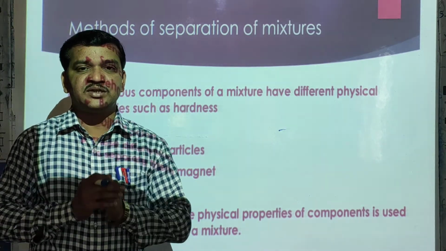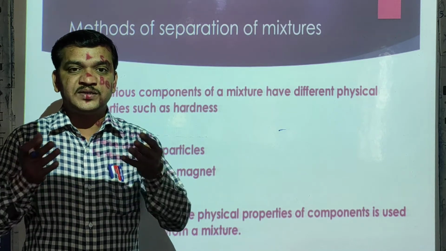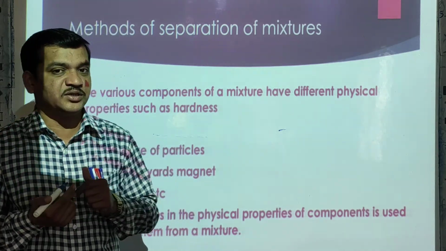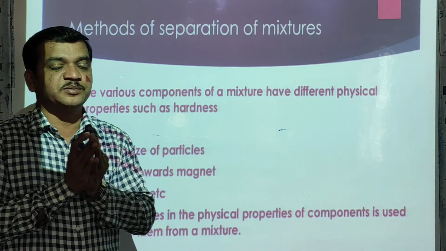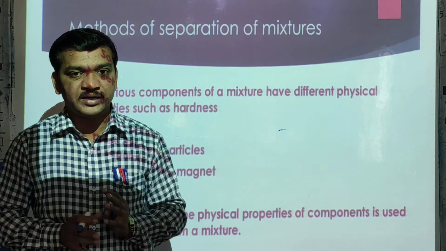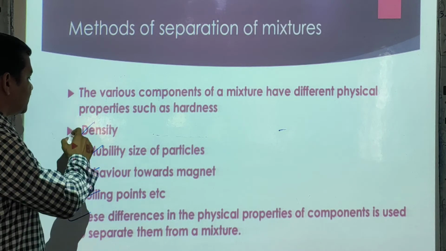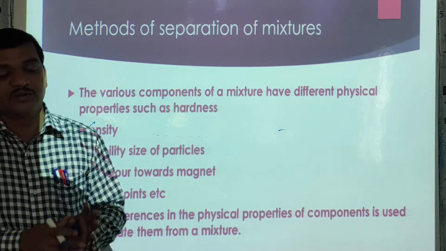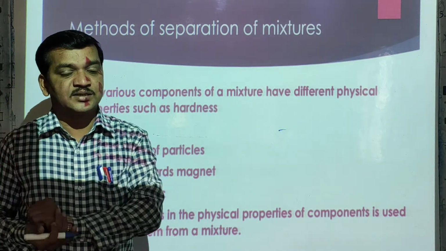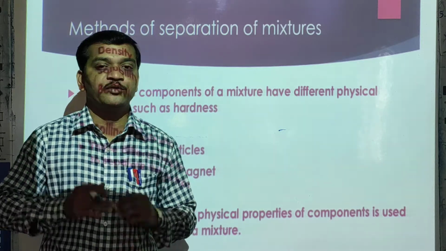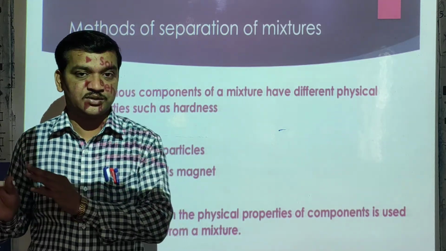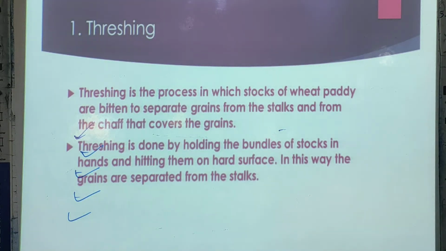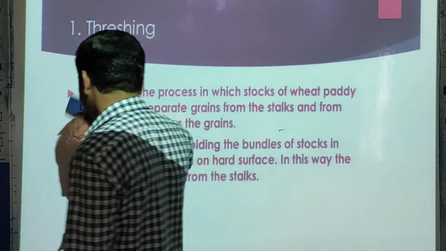See, whatever mixtures are there, mixtures means mixing of two or more substances. When two or more substances mix together they form a mixture, and in this mixture the substances have different properties. Now which properties? Properties means sometimes the density, solubility, behavior and boiling point. So these are the different properties of the different substances, and we use these properties to separate them from each other. Okay, now we will see the first method to remove the impurities or unwanted material.